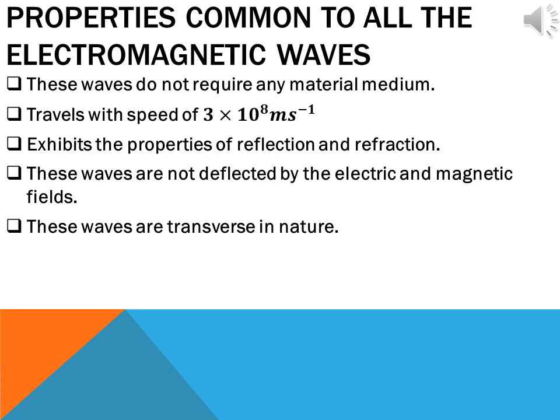Third, they exhibit the properties of reflection and refraction. In refraction, when an electromagnetic wave passes from one medium to another, there is change in its direction of travel, speed, and wavelength, but the frequency remains unchanged since the source is same. Fourth, these waves are not deflected by any electric or magnetic fields. Fifth, these waves are transverse in nature.